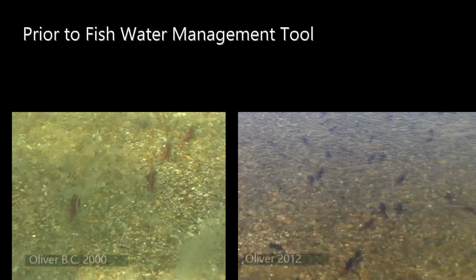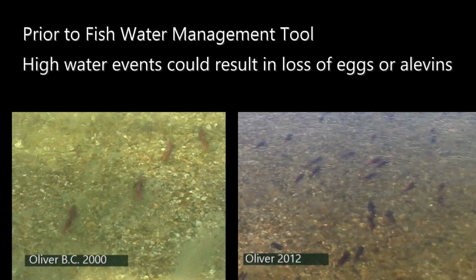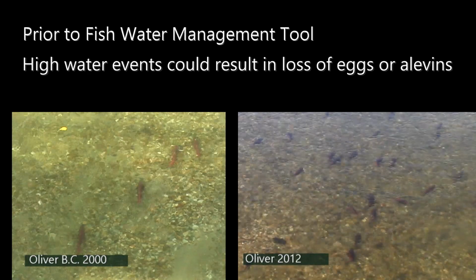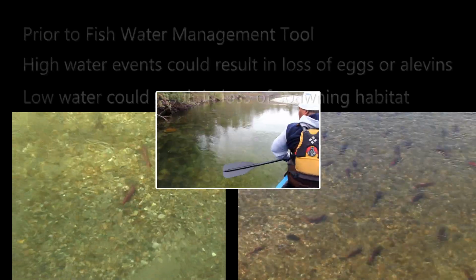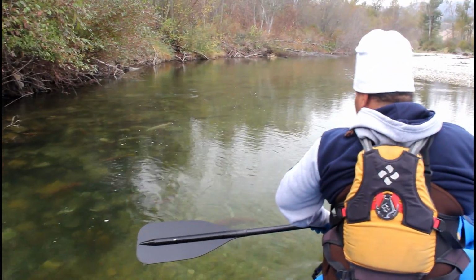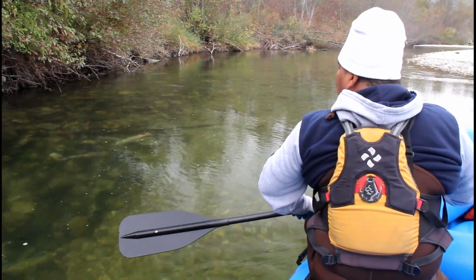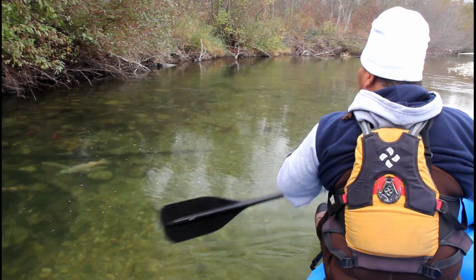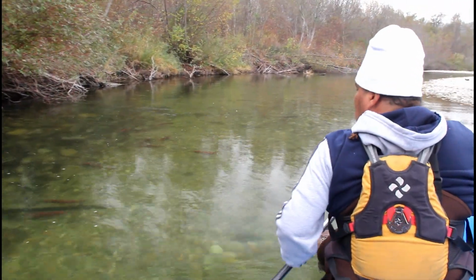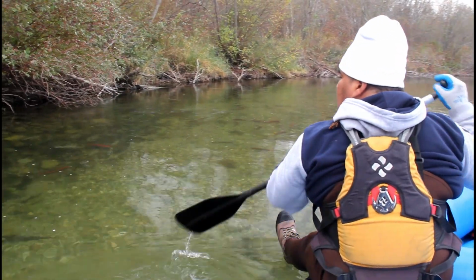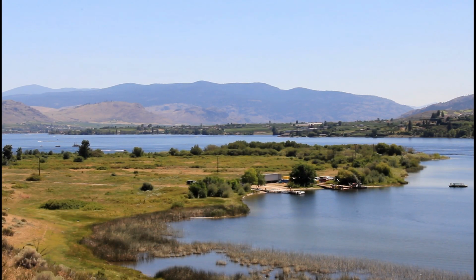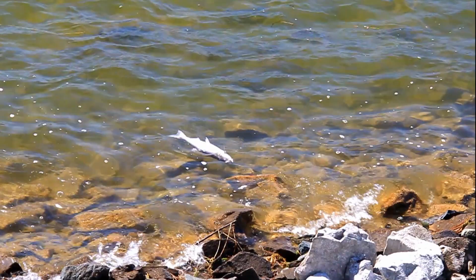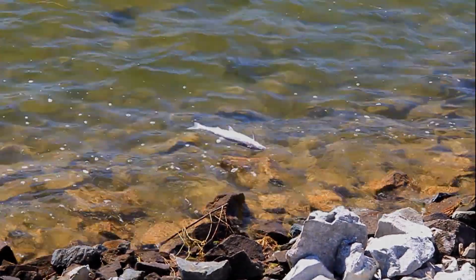Before the Fish Water Management Tool was adopted and implemented, both high and low water events resulted in significant losses of sockeye. With correct flow management, adequate water levels are now available for adult salmon spawning, incubation of eggs, emergence of fry, and rearing in the lake. Flows can also be structured to help with the temperature oxygen squeeze that can happen in Osoyoos Lake, historically killing both adult and rearing juvenile sockeye.